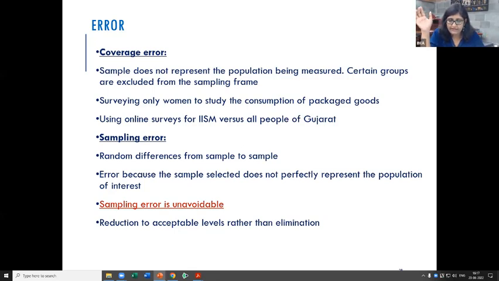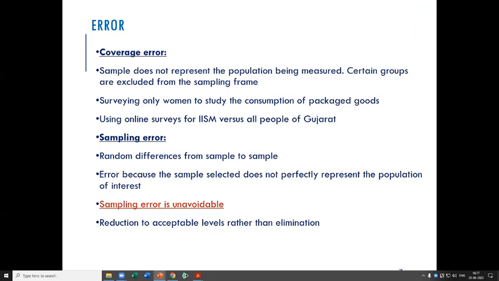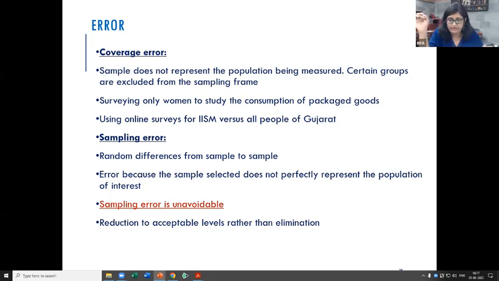Now, keep this in mind. Wherever there is sample, there will be sampling error. You cannot get rid of sampling error. The only time where you can avoid sampling error is when there is no sample, when you are surveying everyone, which is in case of a census. But there will be other kinds of errors. Sampling error will be minimized. But whenever there is a sample, there will be sampling error.